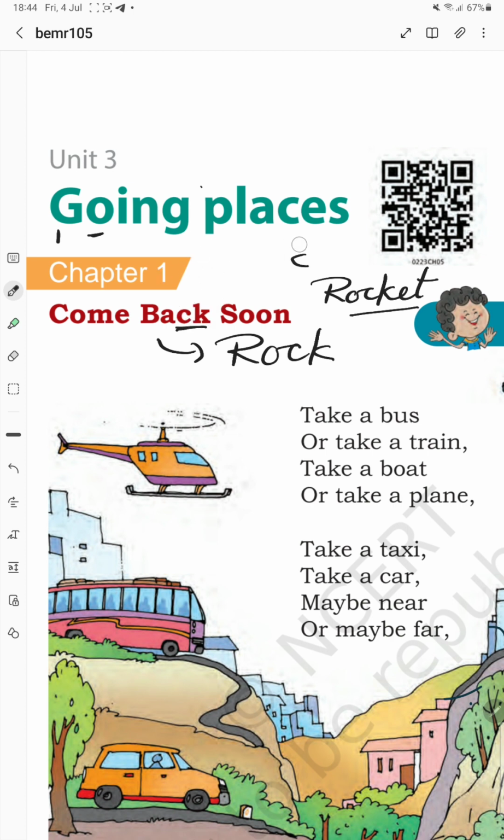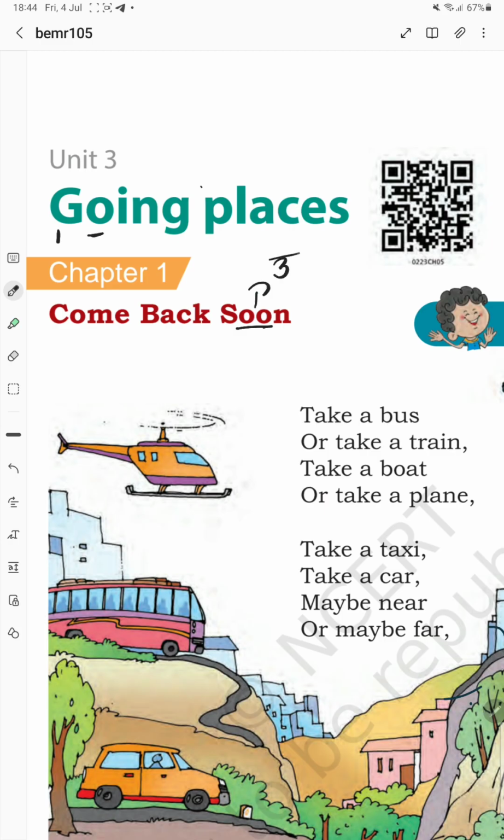And in the next word, soon, I think all our students know this basic rule, that whenever double o comes together, this will give the oo sound, just like in other words like cool, fool, wool. So please remember this rule, that whenever double o comes together, this will give the oo sound.